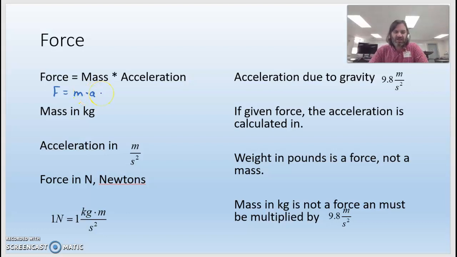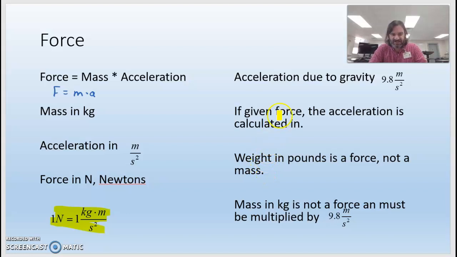You may have heard, where mass is in kilograms, so mass is how much of something there is. This is very different than weight. We'll talk about that in a moment. Acceleration is in meters per second squared. And force is in newtons. Usually the shorthand for that is N, but based off of mass times acceleration, 1 newton is equal to 1 kilogram meter per second squared.